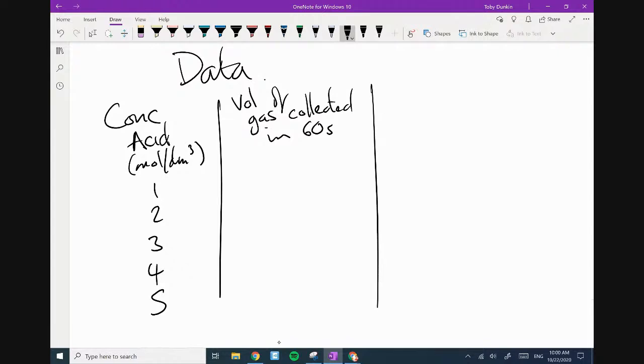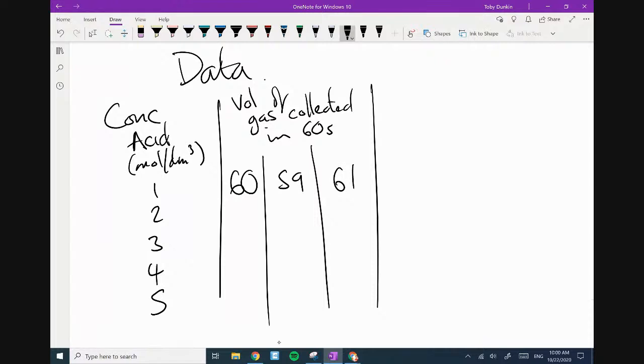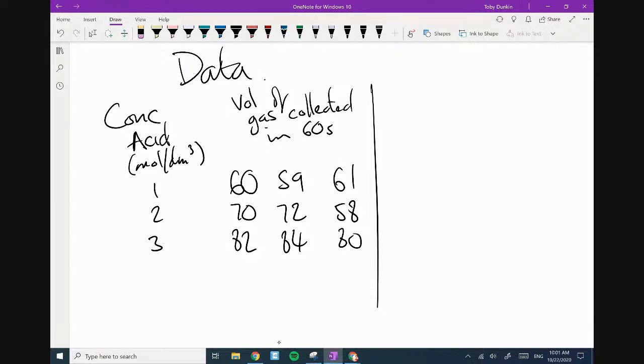So that would be something like 60, let's repeat it 3 times. So we get 60, 59, and 61. And then for concentration 2, we're going to get more. So we're going to get 70, 72, and 58, and then 82, 84, and 80, and then you kind of get the point. We'll just stop at that point.